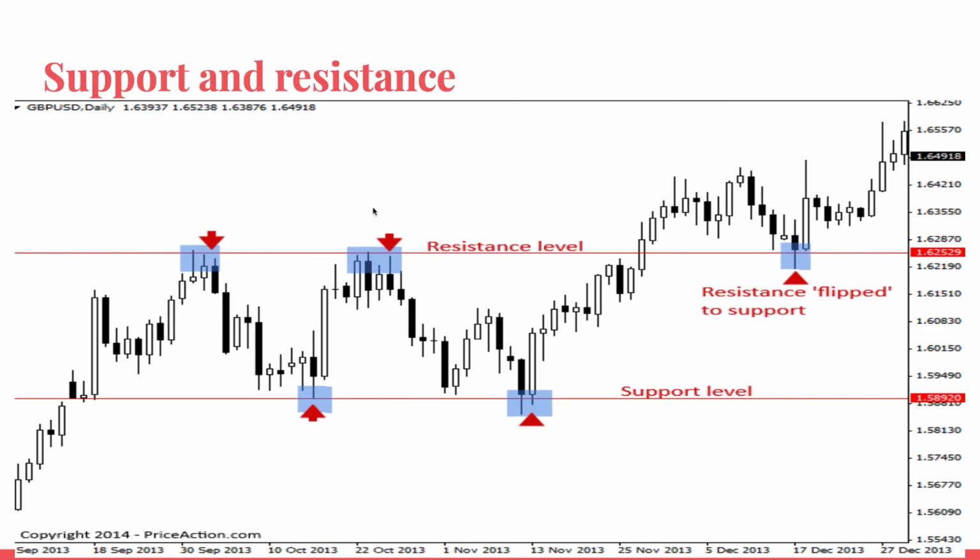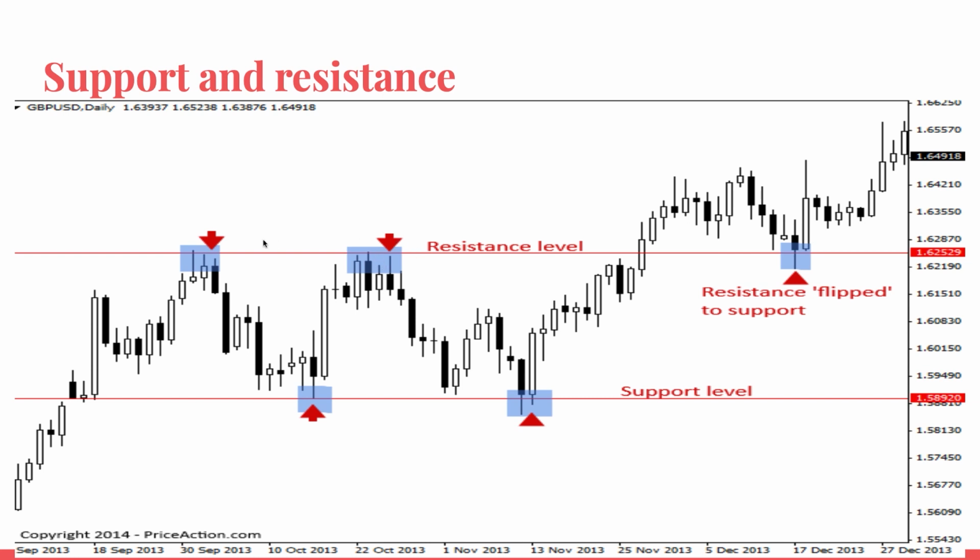Here's another example of support and resistance in a chart form. So as you can see, the market was going to an upside, then when it reached this level here, the market changed direction and then went to the downside. And also when it reached this level here, it also changed direction, then it went again to the upside.